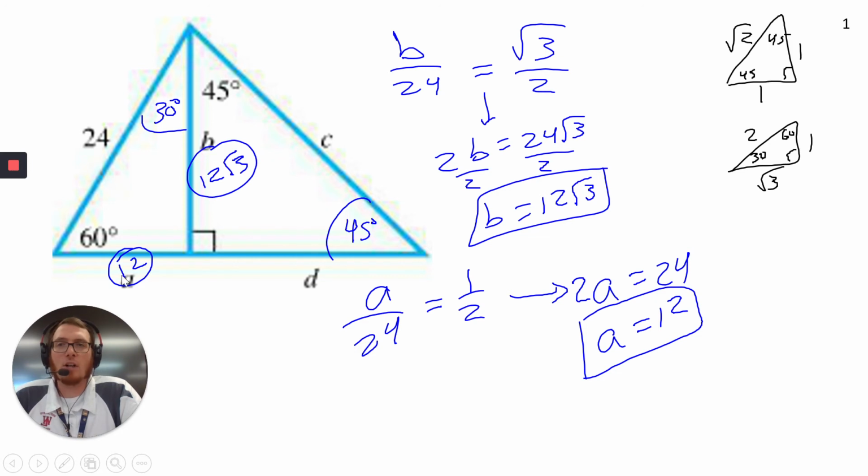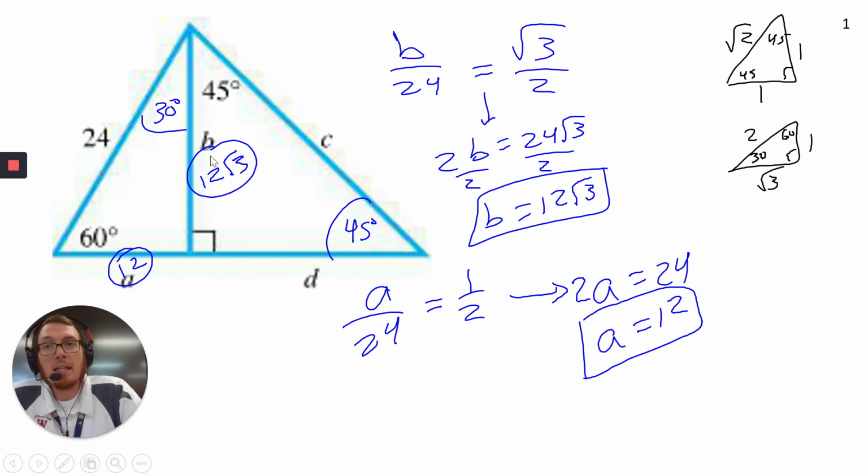So let's say I want to solve for side length A. I'm just going to set up a ratio. A over 24. So here's A over 24. I set that equal to 1/2 because A is across from 30 and 24 is across from 90. So on my main triangle of 30, 60, 90, across from 30 is 1 and across from 90 is 2. So I just say, well, A over 24 has to be the same as 1 over 2. And I just cross multiply, solve, I get A equals 12.